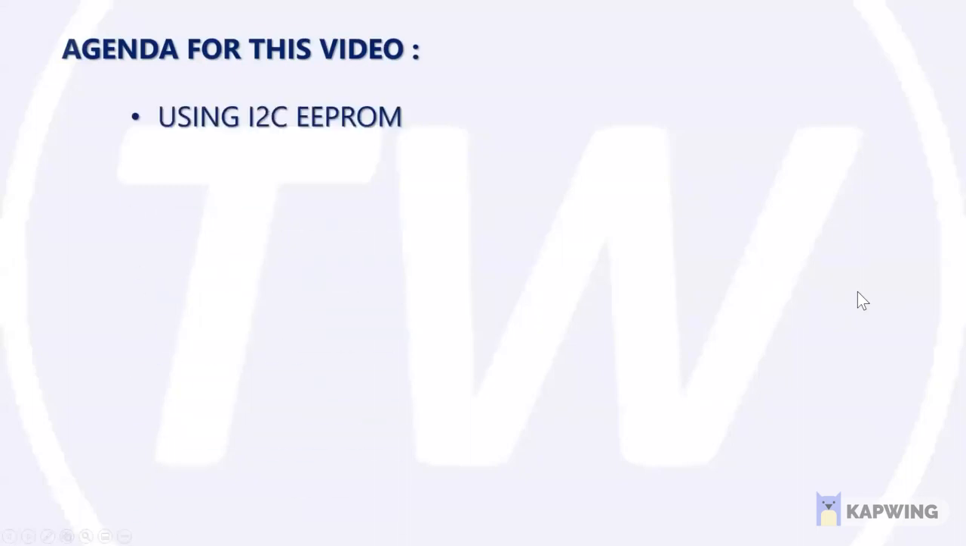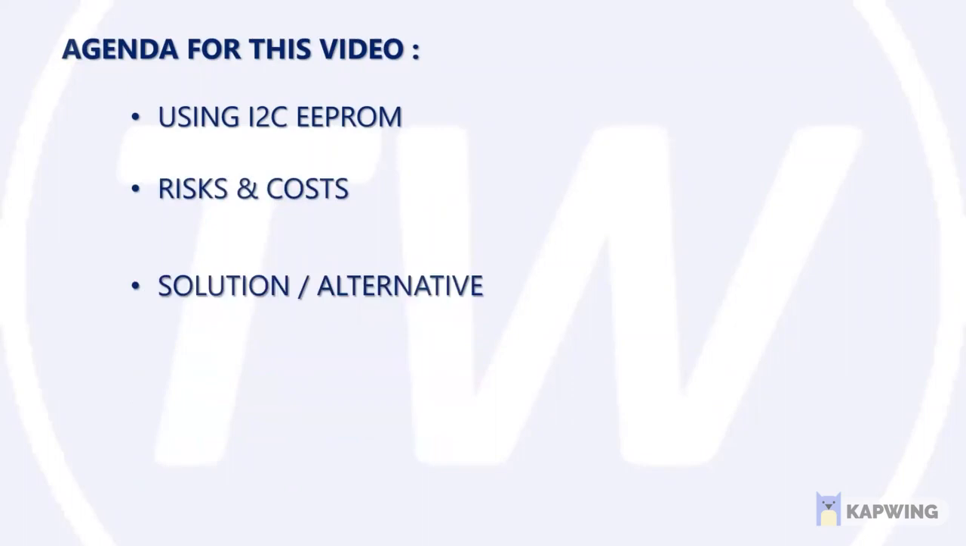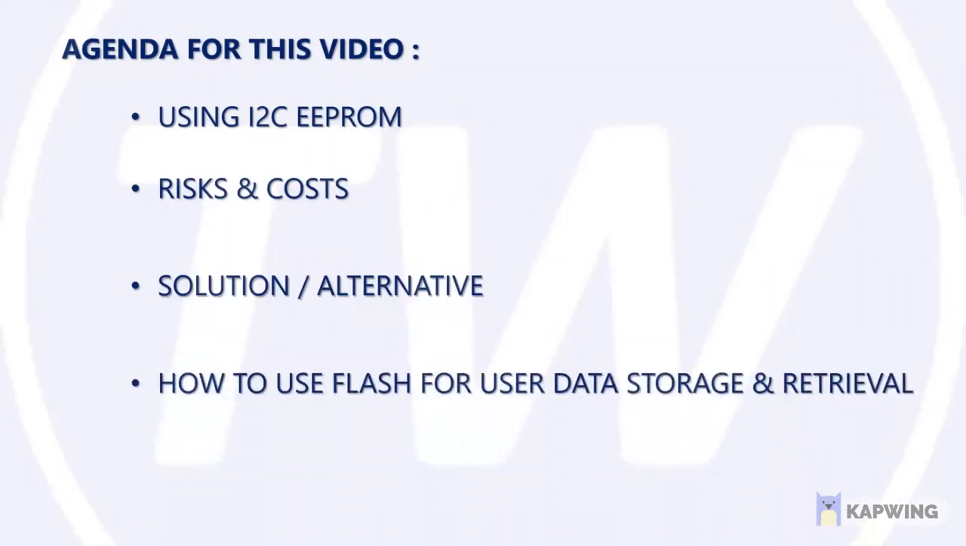So today's agenda is very simple. Just using I2C EEPROM, where we use it and what the use cases are. Risks and costs and risk mitigations for that, what the alternative solutions available are, and finally, how do we use the flash, which is just an alternative to using an EEPROM to store and retrieve the data.